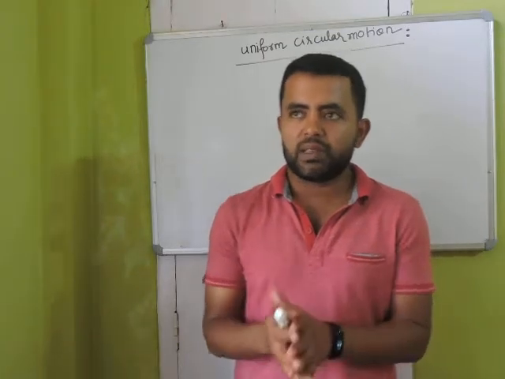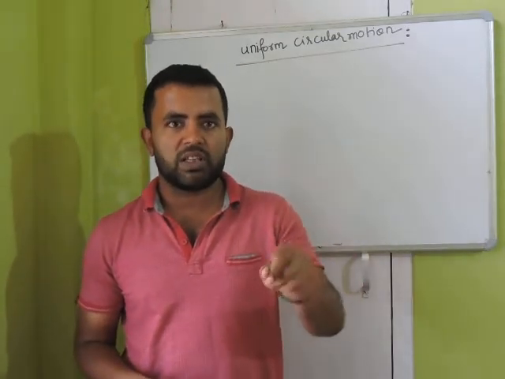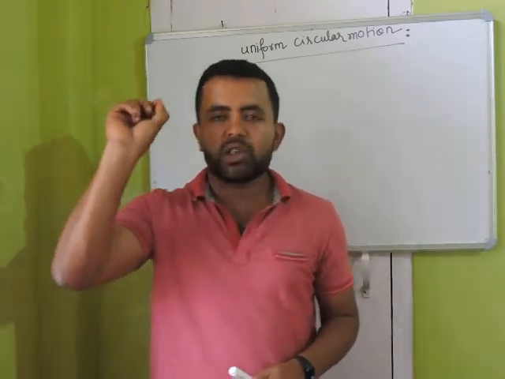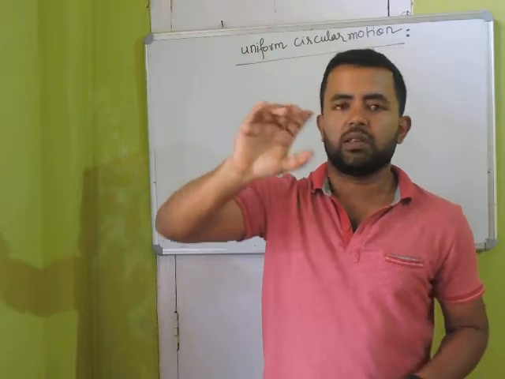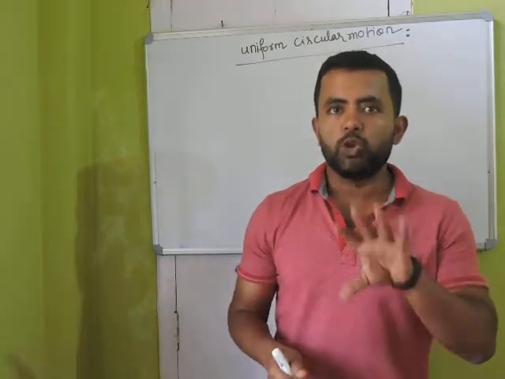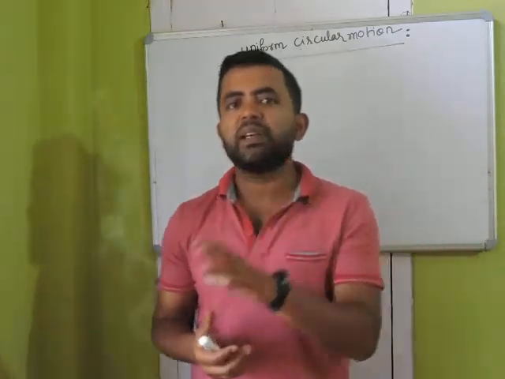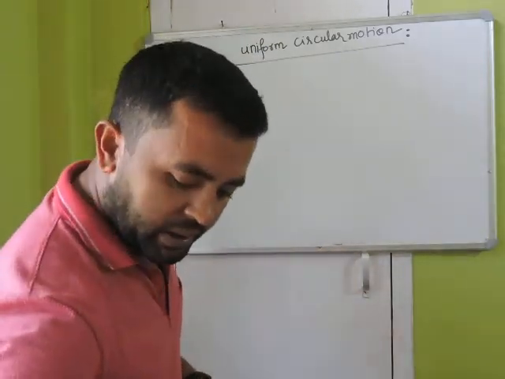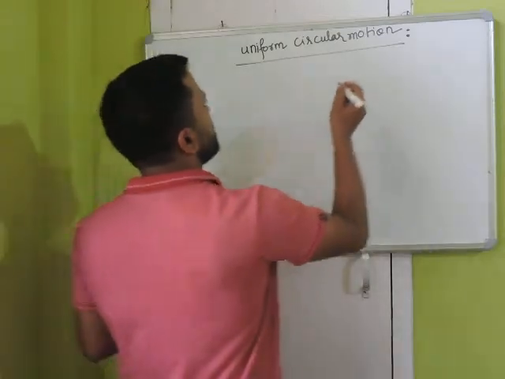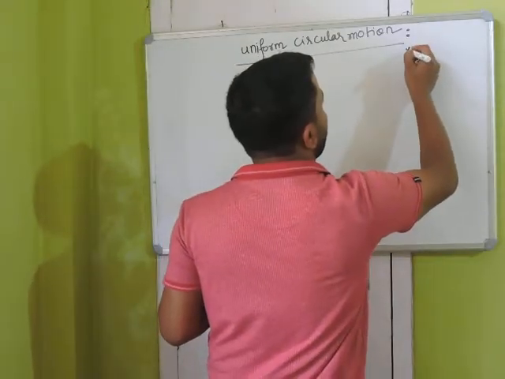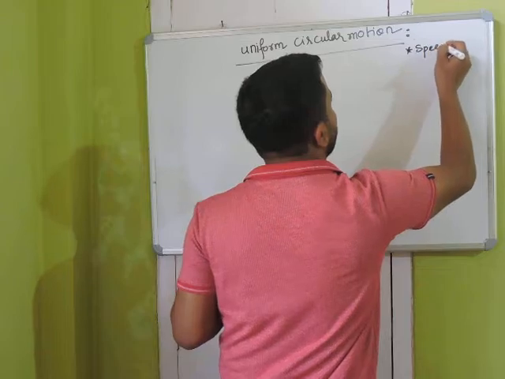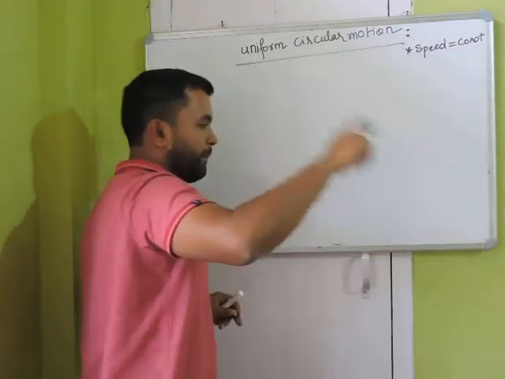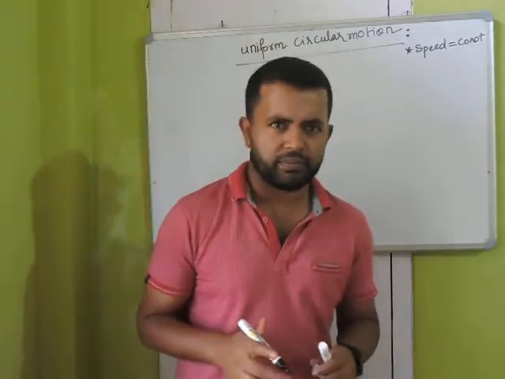And again I'm saying, you don't have to change the number in the regulator. Then that motion of the particle of the blade is uniform circular motion. Uniform means speed is constant. So in uniform circular motion, the first very important thing is that speed is constant. The body is going in a circle but with constant speed.